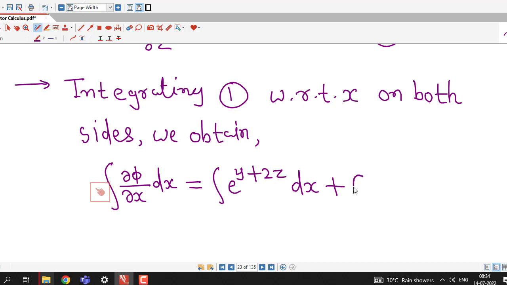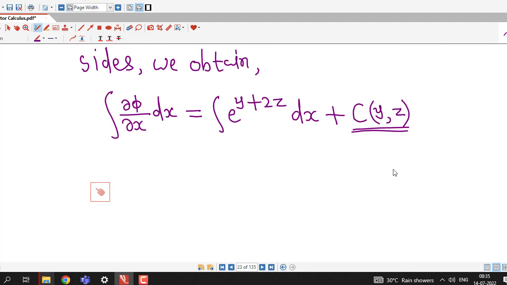So constant of integration may contain terms of y and z, because we are integrating partially with respect to x. So we will consider y and z as constant. Let me write: integrating 1 partially with respect to x. So our constant of integration can be a function of y and z. So instead of writing simply capital C, we will write constant of integration as a function of y and z, say C of y and z. Always remember this: whenever we are integrating with respect to one variable by considering other variables as constant, then we must write constant of integration as a function of those variables which we are considering as constant while integrating.